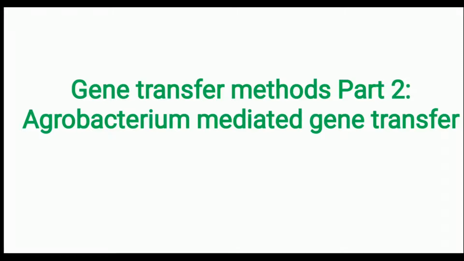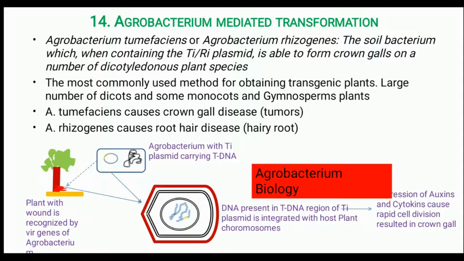Welcome to all. In this video, we will see about Agrobacterium mediated gene transfer. Agrobacterium mediated gene transfer is a biological method of gene transfer widely used for developing transgenic plants of specific species. It implies low cost and the technique is very easy to follow only in the selected host plants. A large number of dicots and some monocots and gymnosperm plants are transformed with recombinant DNA using this technique.